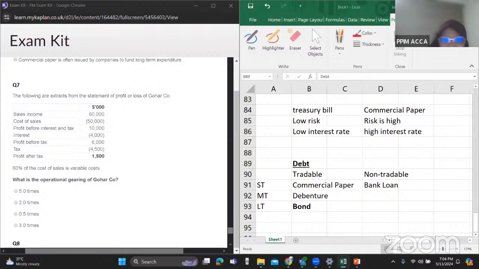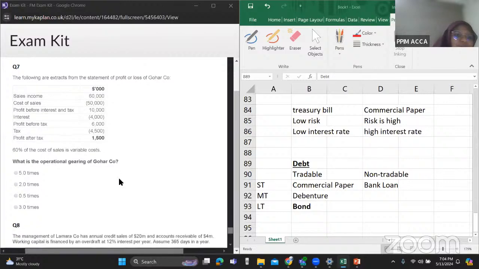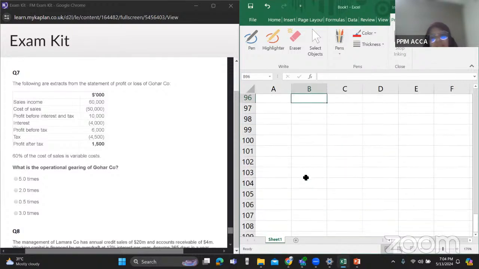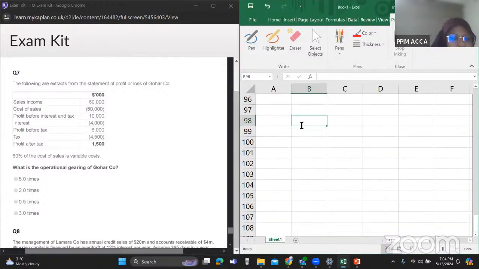See? Okay. Right. So usually we are so used to this equation, right, when we want to calculate gearing. Okay, we are used to this equation, debt over equity, or we even use debt over equity plus debt. Okay, but in this situation, we don't have any of that information. So now we have to think of another equation where we can calculate this operational gearing.